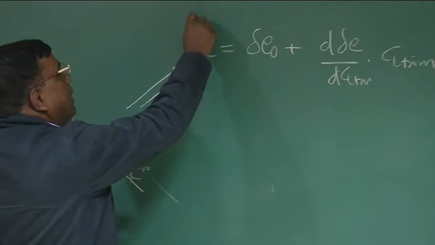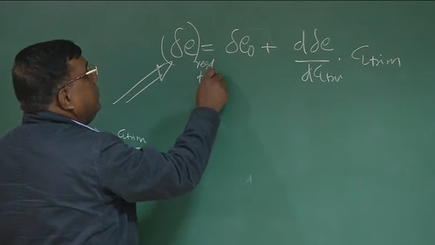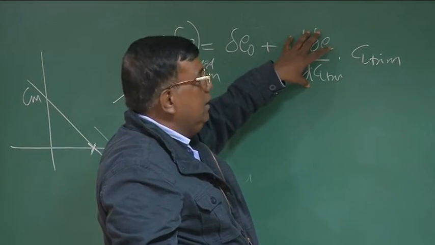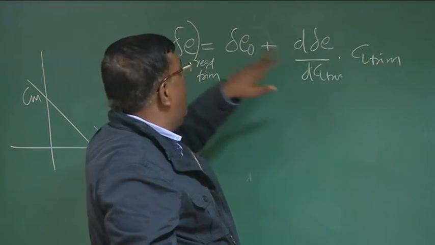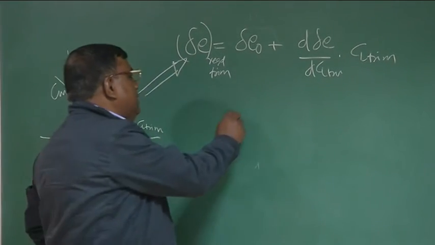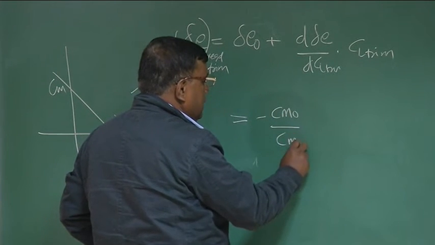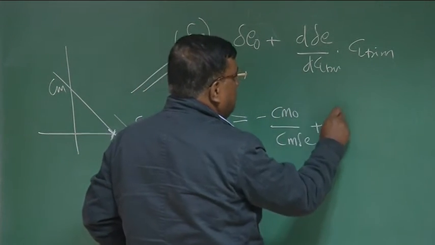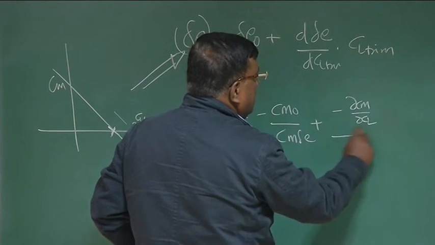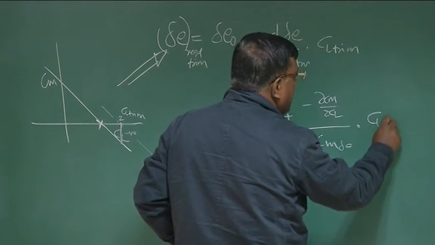So this, I always say, is delta E required, or you can write delta E trim. What does it mean? If I know the Cm naught value, and if I know this gradient, for a given CL trim, I know how much elevator I have to deflect. Clear? That we have done. If I see this clearly, this is Cm naught by Cm delta E, and this is minus dCm by dCL divided by Cm delta E into CL trim.